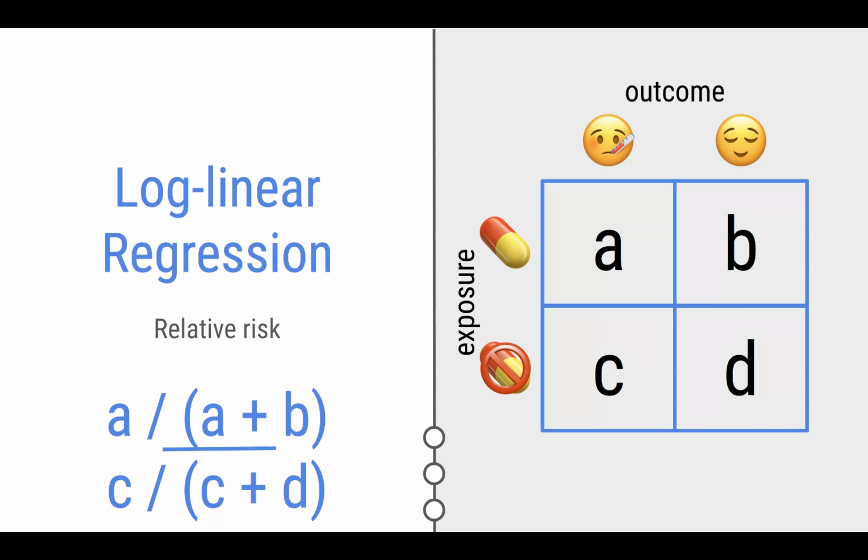And now the relative risk is calculated as A, the number of exposed with the outcome, over A plus B, so the total number of exposed. So that's the probability of having the outcome in the exposure group. And then that's going to be divided by C over C plus D, the unexposed with the outcome divided by C plus D, the total number of unexposed. So that's the probability of having the outcome among the unexposed. So the probability is going to be different than the odds, and that's important to remember just for language purposes.